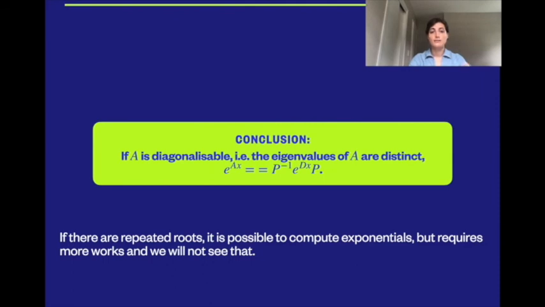As a conclusion, if A is diagonalizable, which is the case when all the eigenvalues of A are distinct, then we can write the exponential of A as a matrix product of two matrices that we know, and the exponential of the diagonal matrix in the middle. If there are repeated roots, it is still possible to compute exponentials, but it requires a little bit more work, and we will not look into that.